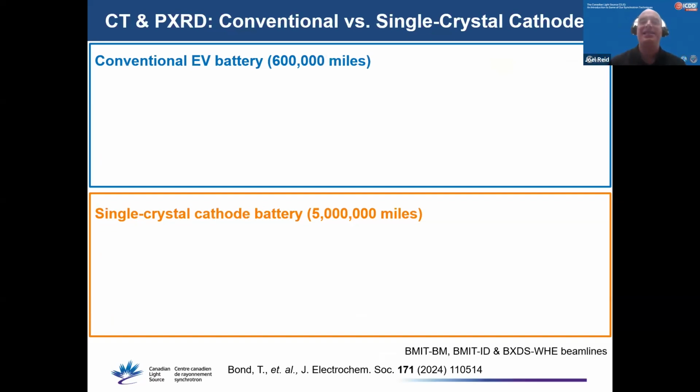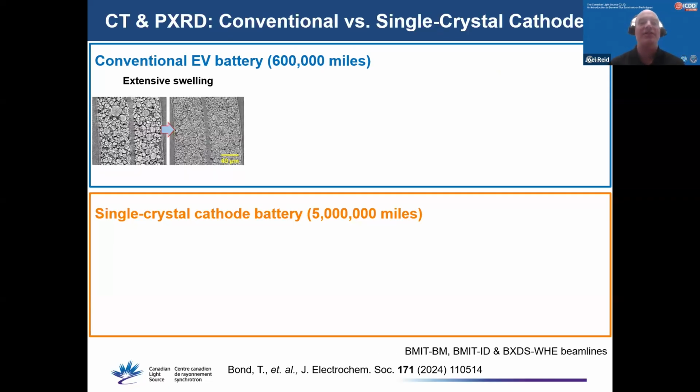When you combine the CT and the PXRD results that we talked about previously, you start to get a more complete picture of what happens during battery aging, and you can see trends and differences between batteries. Here's a comparison of two aged batteries. A conventional EV battery cycled to the equivalent of driving 600,000 miles, and a battery with single crystal cathode particles cycled to 5 million miles.